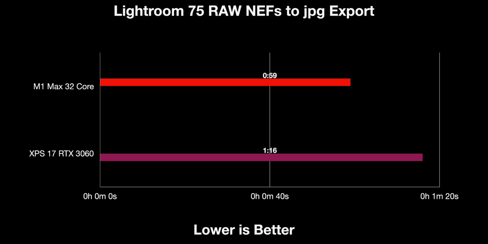This uses pretty much the CPU 100%. It is 75 raw NEFs exported to JPEG. One thing to note too is the Mac does all this stuff sort of silent, right? Whereas the XPS, once it's under full load, you will hear the fans. Although it's not gaming laptop loud, you will hear the fans. So again, there you can see a win to the Mac.